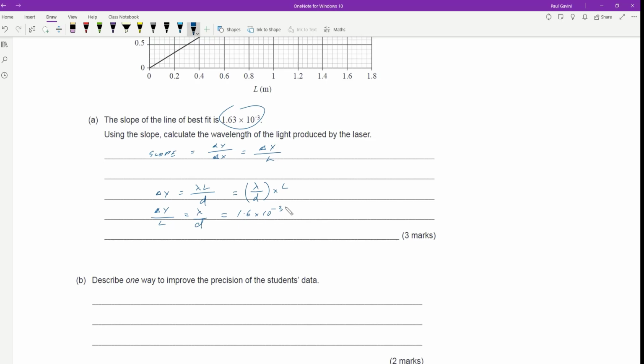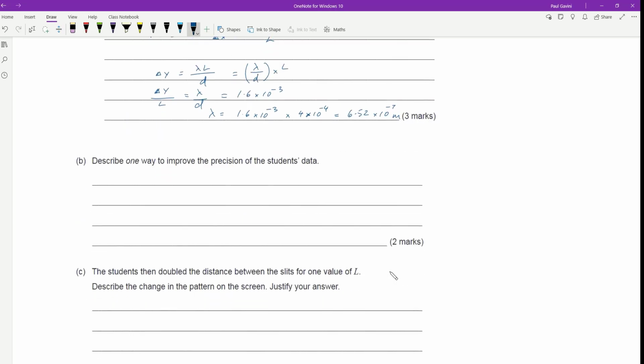Now, we do know the D value here because it was given before. So that's divide by, so on the other side it's going to be times by. So wavelength is equal to 1.6 times 10 to the power minus 3 times 4 times 10 to the power minus 4, which is going to give me 6.52 times 10 to the power of minus 7 meters. Don't forget the units, otherwise you're going to get penalty marks.